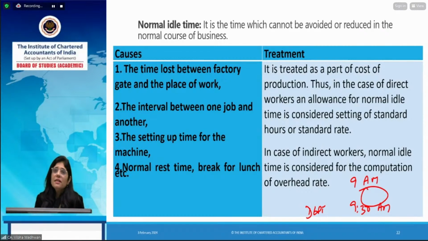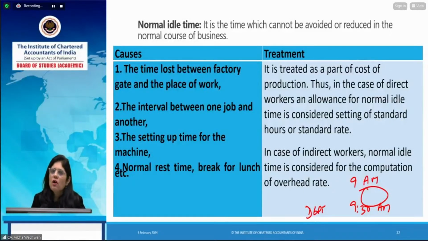So we take the focus on normal idle time, that okay, there will be a time which will be lost to reach the place of work. You cannot start work at the factory gate. You need to reach your place of work. But again, it should not be abnormally high. The interval between one job and another, you need a break in between. The setting up time for the machine, normal rest time break. So these are the normal idle time. And as a concept, which we did in material also, any normal loss, whether it's a normal wastage or a normal idle time, it will always be part of cost of product.